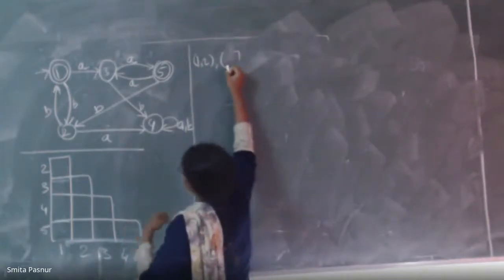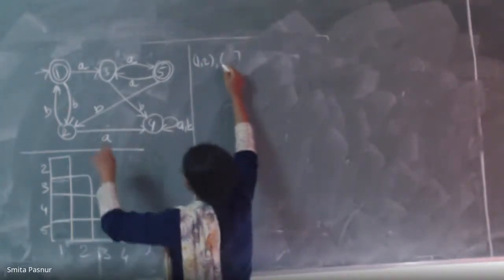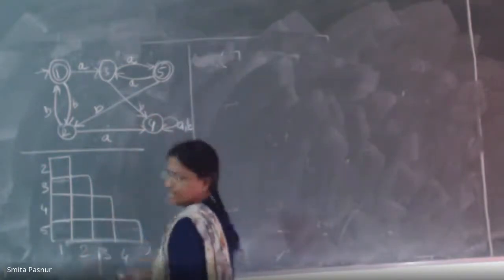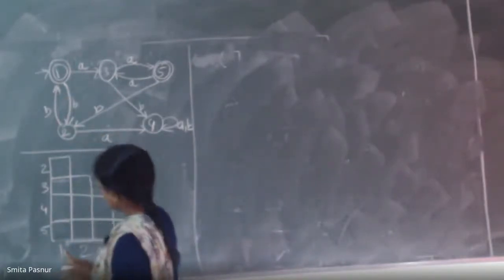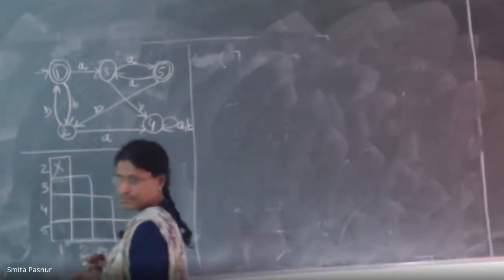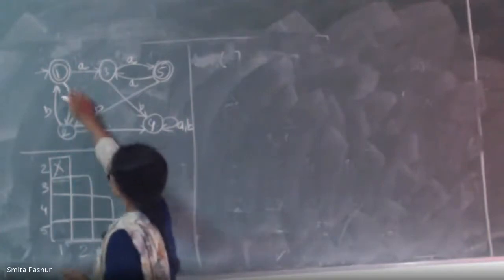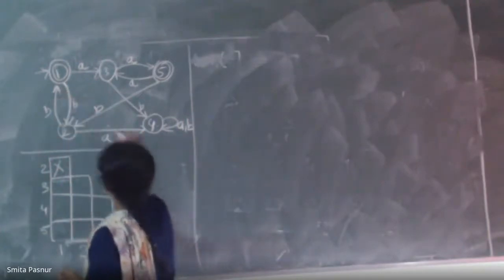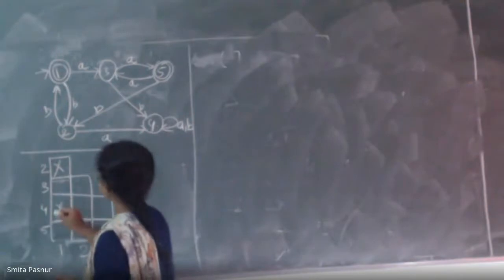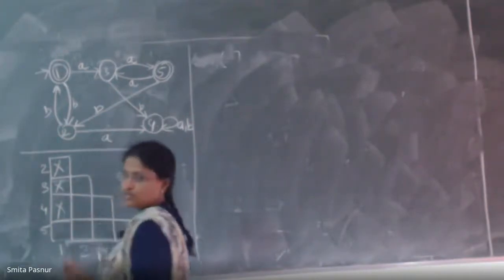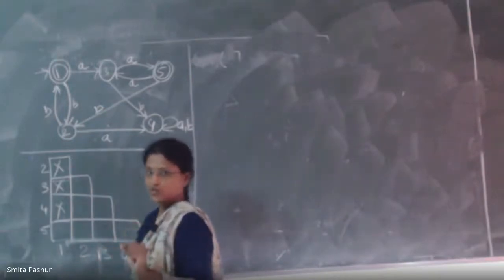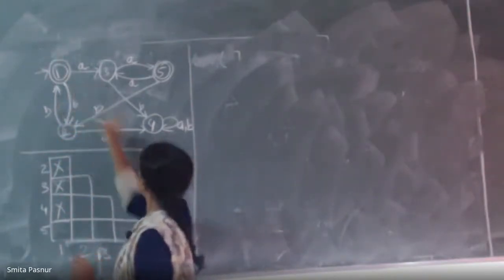You can directly mark it here also, it doesn't matter. So 1, 2, I will mark it. Then 1, 4 you mark, and 1, 3 you mark. Got it? The pairing with 1 is over: 1, 2, 1, 3, 1, 4.